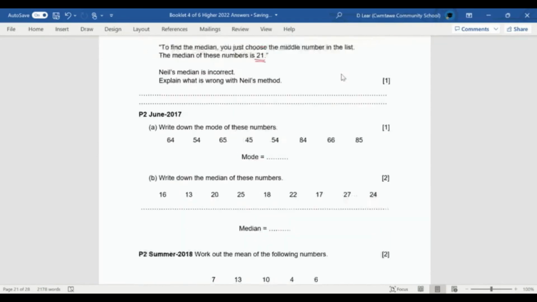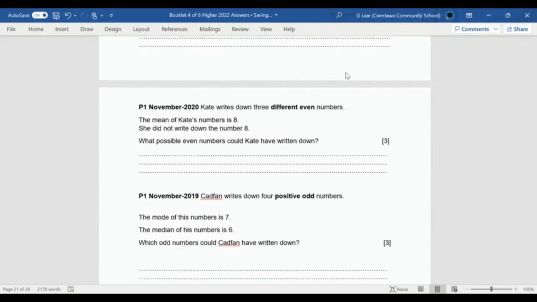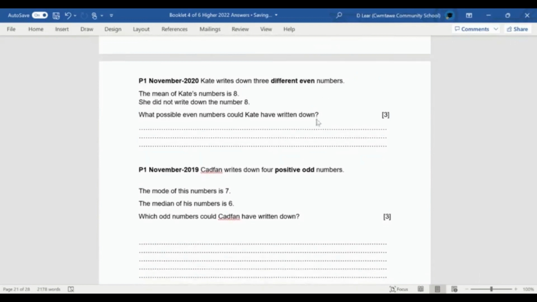Okay, I haven't got a lot to say about these questions. Just do them, work out the mean, work out the mode, etc. These questions here are worth mentioning. Okay, let's take this one. You might get stuck on some of the others. Just let me know. Come and see me, whichever ones you can't do.